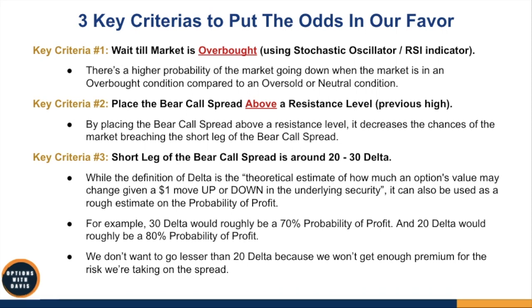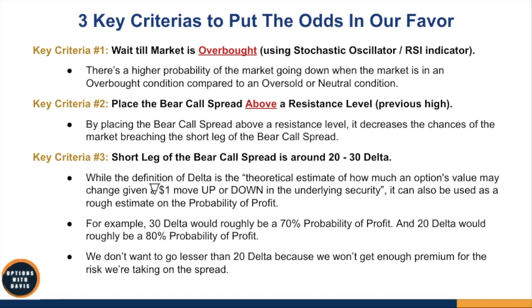So that's key criteria number two. Now, key criteria number three is that the short leg of the bear call spread is roughly around 20 to 30 delta. Sometimes it can pass 30 deltas, maybe 35, 40 deltas. As long as you see that the setup is right, and we have these key criteria, we want to go ahead and place a trade.